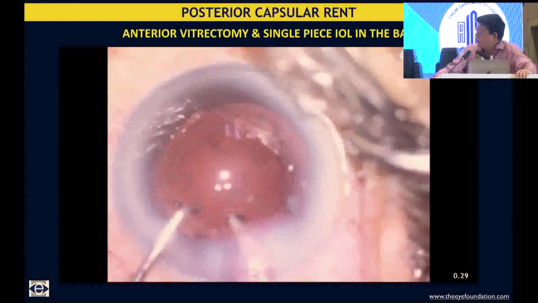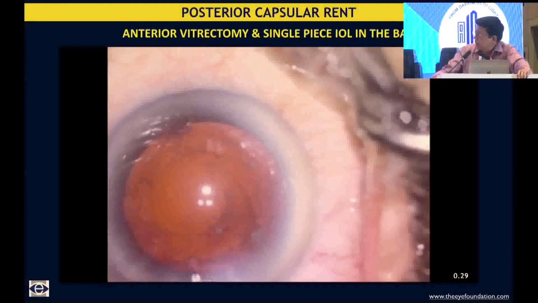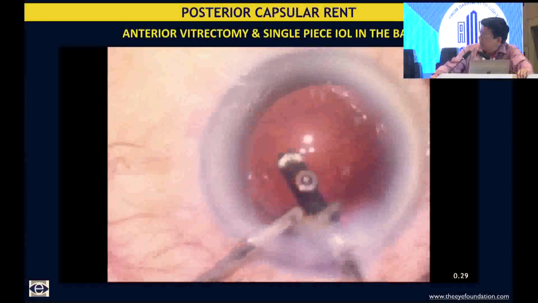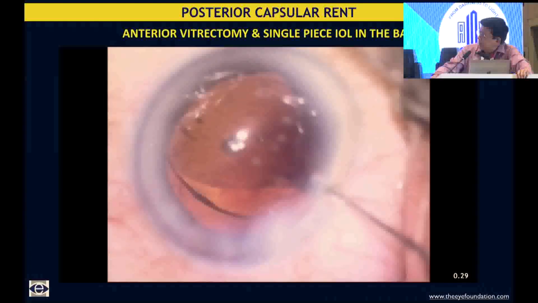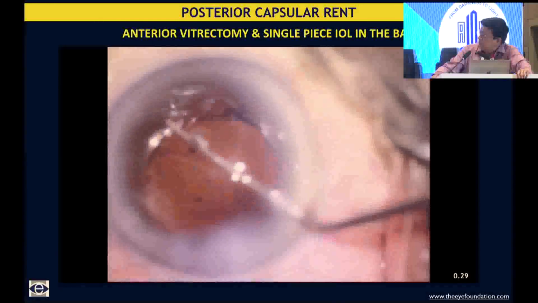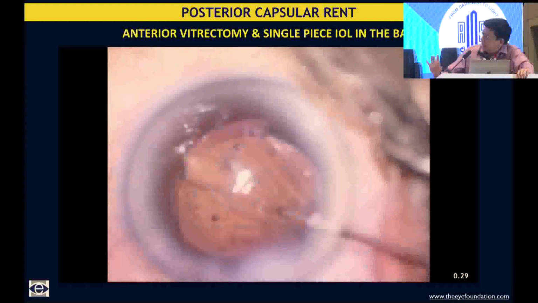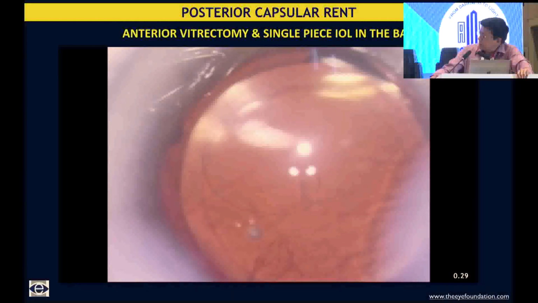And as you can see over here, I have a fairly large PC rent, and I inject viscoelastic, and you can see that a strand of vitreous came in, and the irrigation is kept in the anterior chamber. I go in with a vitrector, do an adequate vitrectomy. Then even in this situation, because the rent was confined to a small area, just because it's not extending, I'm able to go ahead and place a single piece intraocular lens in the back. The small strands of cortex over there, even if you leave them behind, will get absorbed over time.